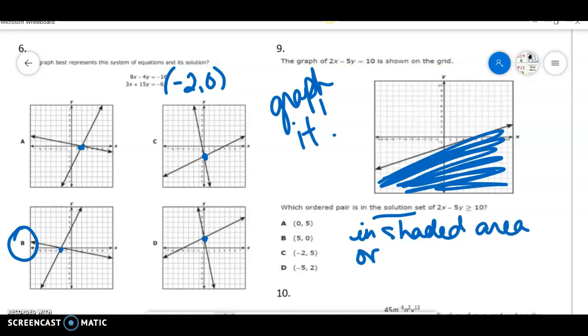Or on a solid line, because this is a solid line. So when we go through, I'm going to change my color here, and I'm going to graph all of these coordinates. So 0, 5 is way up here. 5, 0 is here, it's on the line. Negative 2, 5 is here, and negative 5, positive 2 is there. So the only one that is either in the shaded region or on the line is B.